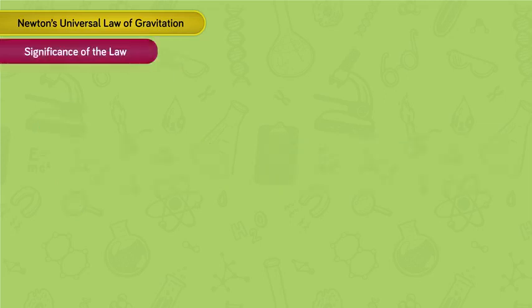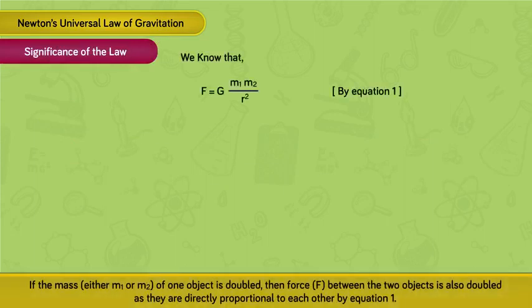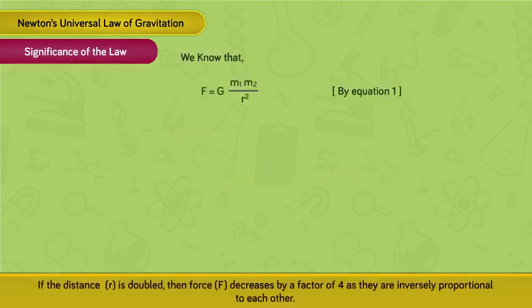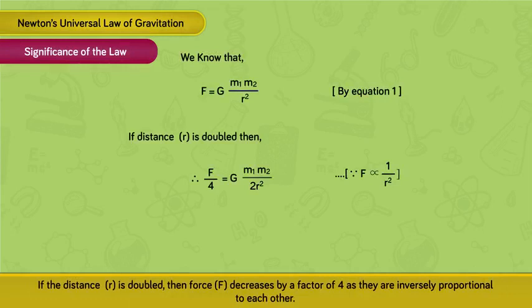Significance of the law. Number 1. If the mass, either m1 or m2, of one object is doubled, then force F between the two objects is also doubled, as they are directly proportional to each other by equation 1. Number 2. If the distance r is doubled, then force F decreases by a factor of 4, as they are inversely proportional to each other.